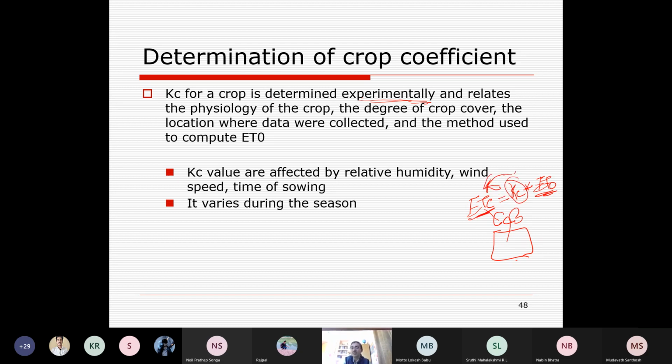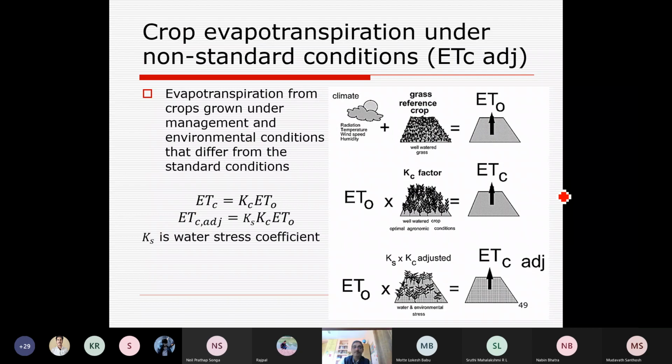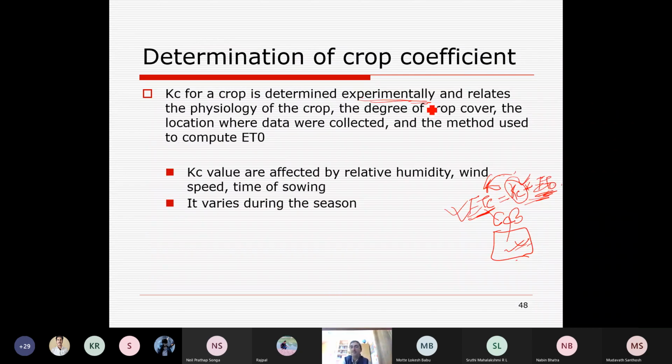Why are we doing this? We are doing this so that in places where we do not have this facility, we simply use the Kc value and multiply it with ET0, that is reference crop ET, to find out actual crop ET. So Kc for a crop is determined experimentally and relates the physiology of the crop, the degree of crop cover, the location where data were collected, and the method used to compute reference crop ET0. Kc values are affected by relative humidity in the atmosphere, wind speed, and time of sowing or initiating the crop. It varies during the season.